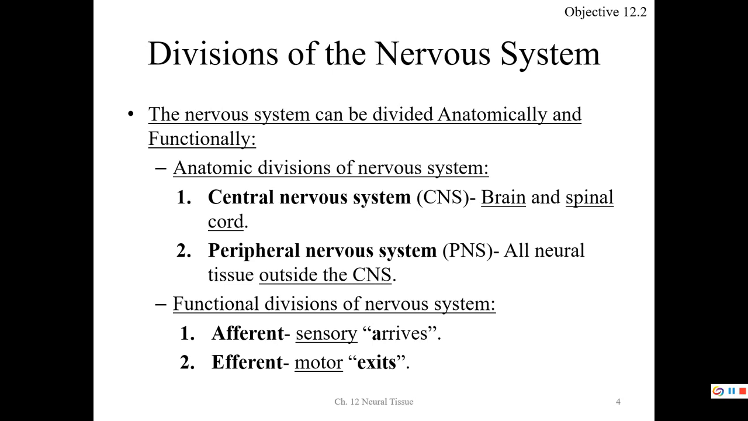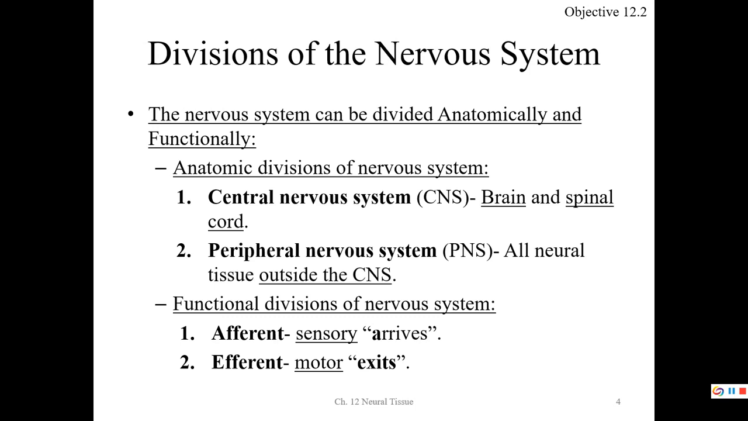We want to take our nervous system and divide it functionally and anatomically. Let's start off anatomically. Anatomically, there is a central nervous system and a peripheral nervous system. Our central nervous system is our brain and spinal cord. It's in the center of the body, found in the skull and the vertebral column. Peripheral nervous system is everything on the periphery, on the outside edges. It's everything else. All neural tissue outside the CNS is peripheral. So CNS, brain and spinal cord; everything else, peripheral.